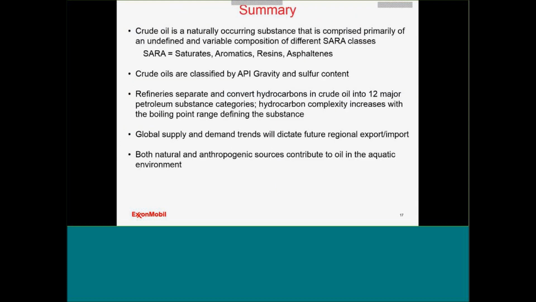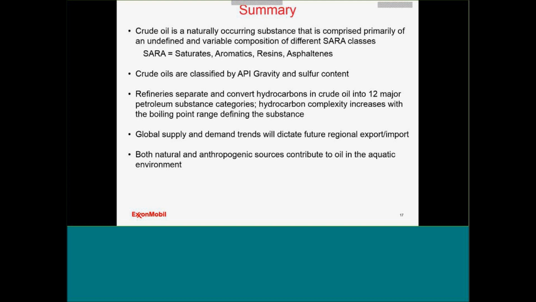So this last slide summarizes some of the key take-home messages from this introductory module. First, crude oil is a naturally occurring substance derived from kerogen that is comprised primarily of an undefined and variable composition of different SARA classes, and those classes include saturates, aromatics, resins, and asphaltenes. Crude oils are classified by API gravity, which is inversely related to oil density, as well as sulfur content.